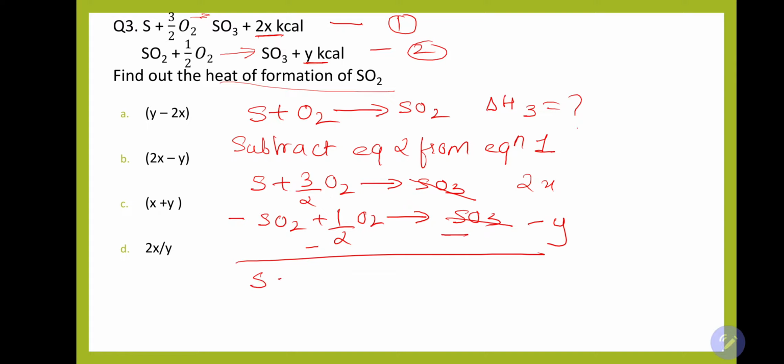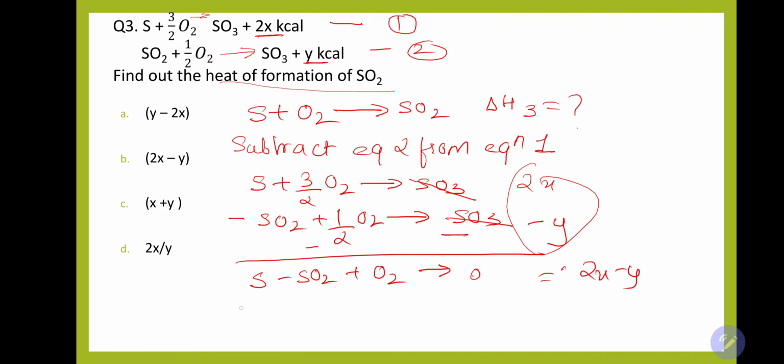Now over here if you see, let's write this equation. So it will be S minus SO2 plus O2 gives, we have nothing at this side, so 0. So here what is the calculation over here? It is equal to 2x minus y.